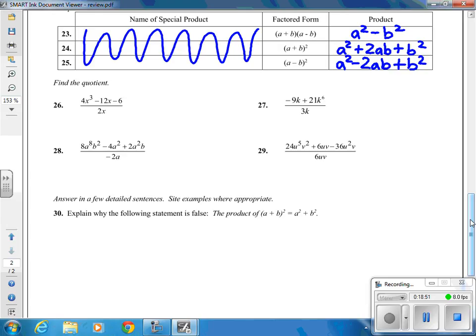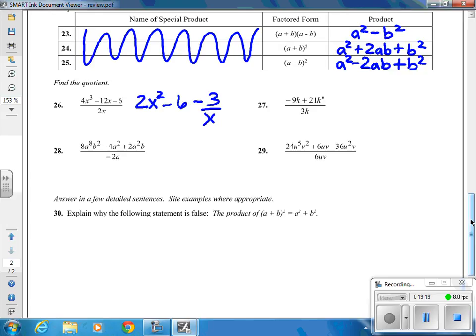So for each one of these, we're going to divide the top term by 2x. 4 divided by 2 gives me a 2. X cubed over x gives me x squared. Go to the next one. Negative 12 divided by 2 is negative 6. X over x cancels out, and I don't have any more x's. And then on the next one, I have negative 6 divided by 2, so that's negative 3, but the x is left on the bottom, so I have to keep it on the bottom. Notice I had 3 terms in my starting problem, and now I have 3 terms in my answer.